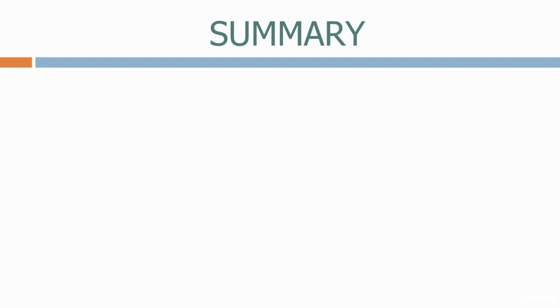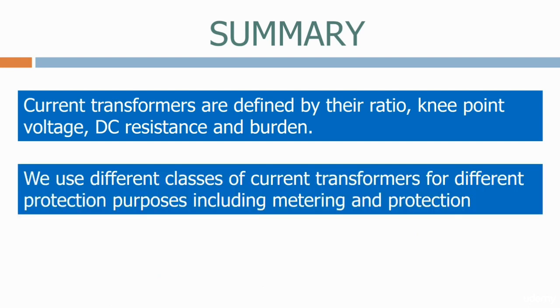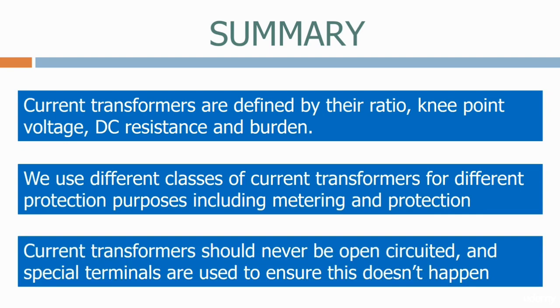Let's summarise what we've learned today. Current transformers are defined by their ratio, knee point voltage, DC resistance and burden. We use different classes of current transformers for different protection purposes, including metering and protection. Current transformers should never be open-circuited, and special terminals are used to ensure this doesn't happen.